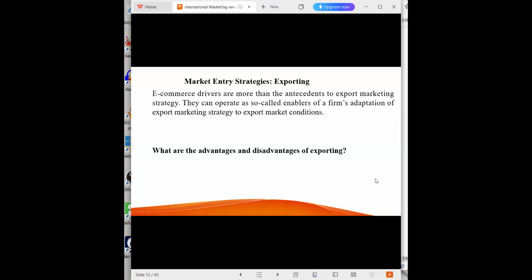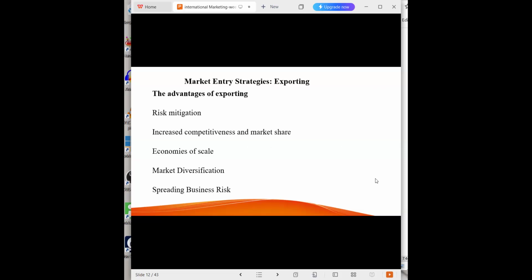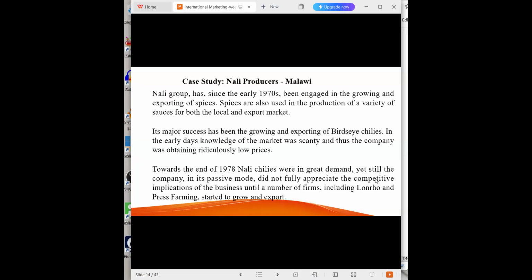So there are a lot of advantages and disadvantages of exporting. One of the advantages here is risk mitigation, increased competitiveness and market share, economies of scale, market diversification, and business risk. I know there are a lot, but it's just a few. The disadvantages here are product adaptation, political disruption, the costs, high upfront costs, cultural hurdles, and exchange rates can also be one of the disadvantages of exporting.